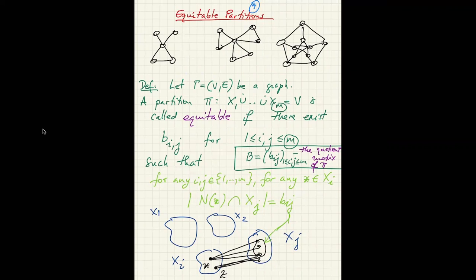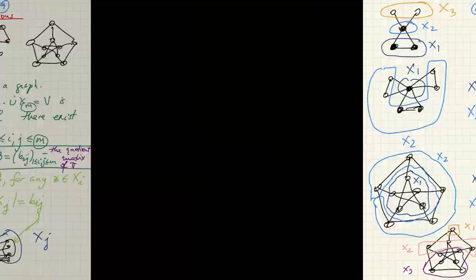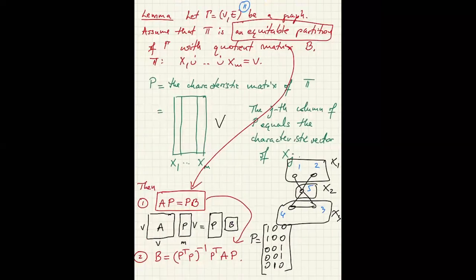1 and m, such that if you take any i and any j, and you pick any vertex x in xi, and you look at the number of neighbors that x has that live in xj, this number does not depend on x, it depends just on i and j, and it equals this number bij. So bij is called the quotient matrix of the equitable partition. We did some examples here, I won't go through them.